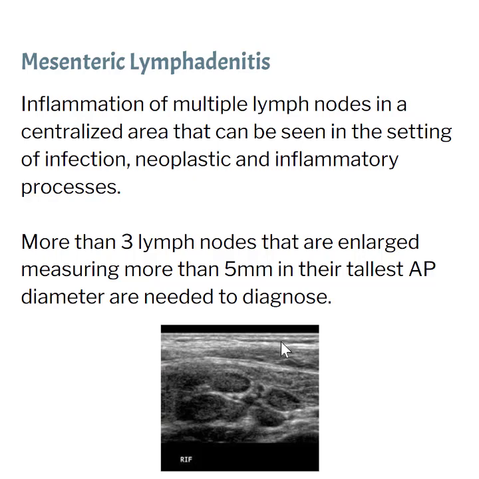Another pathology that commonly mimics the symptoms of appendicitis is something called mesenteric lymphadenitis. And this is going to just be inflammation of the lymph nodes within the mesentery, or within the abdomen. These can be enlarged due to infection, or it can be enlarged due to some sort of neoplastic malignant process. To diagnose mesenteric lymphadenitis, you need to see at least 3 lymph nodes that are enlarged. And for children, that does mean lymph nodes that measure more than 5 millimeters in the AP diameter.